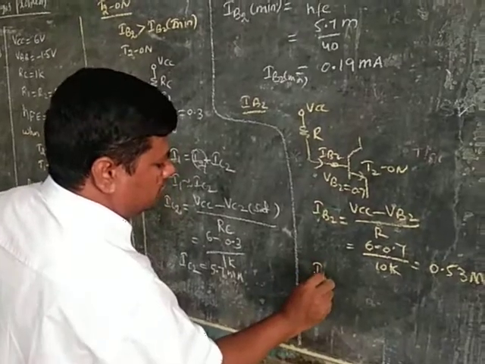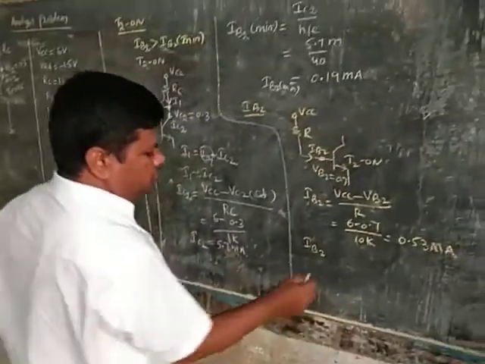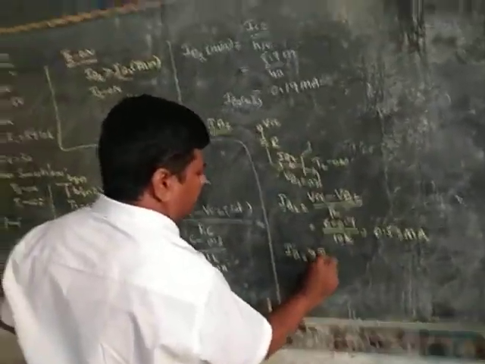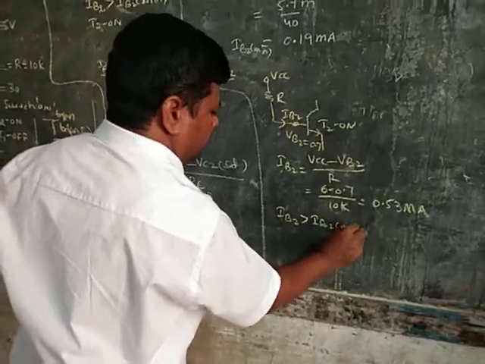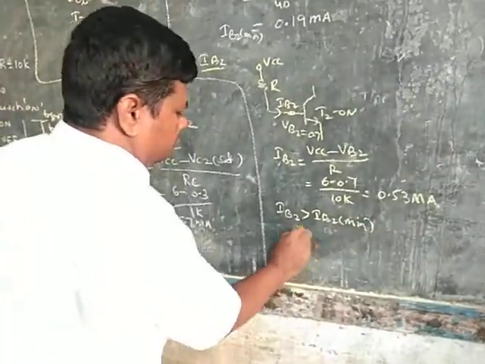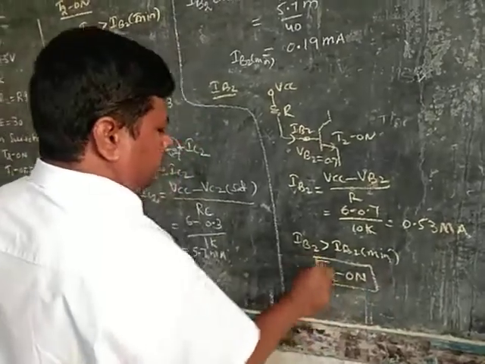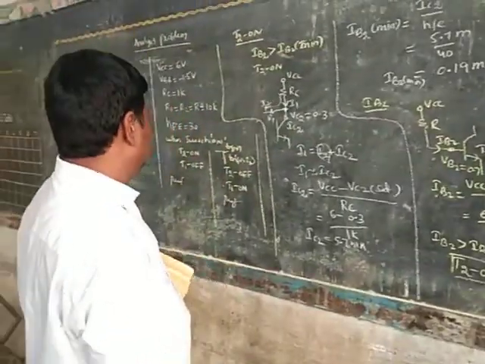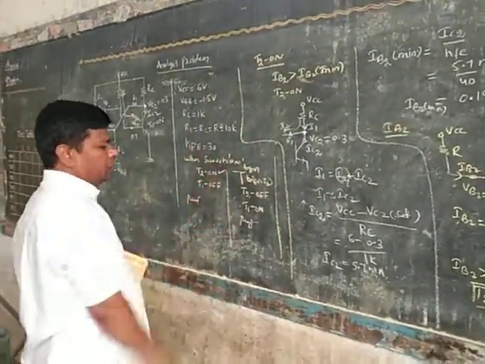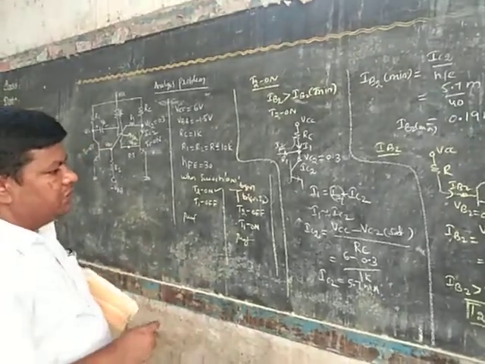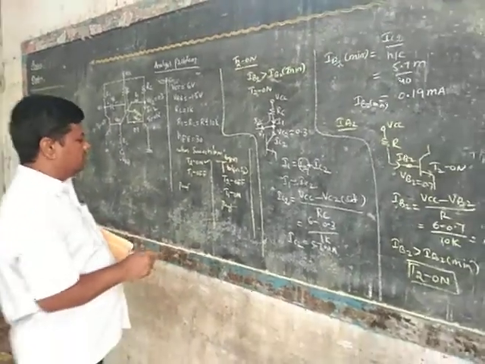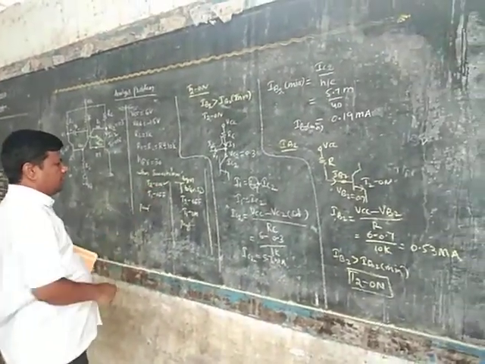Now you know IB2 current and IB2 minimum. Now you can conclude that IB2 is greater than IB2 minimum, so the T2 transistor is on. Okay, this one is over. By using some circuit analysis procedure, we have verified that the T2 transistor is on.